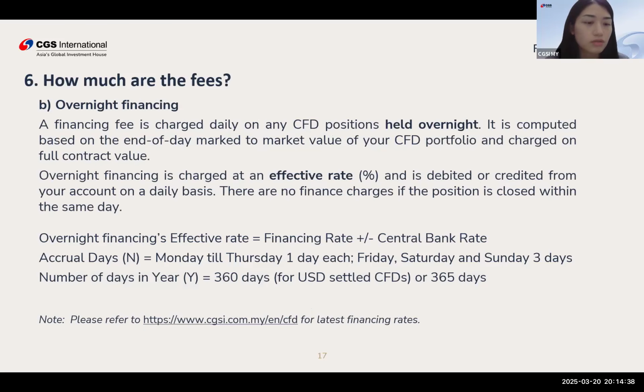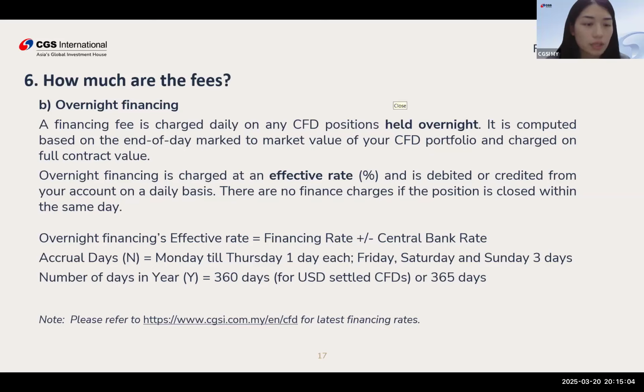We also charge an overnight financing fee if any CFD position is held overnight. It is computed based on the end of day mark to market price and charged on the full contract value. This overnight financing is charged at an effective rate and is debited or credited from your account on a daily basis. There is no financing charge if you close the position within the same day.